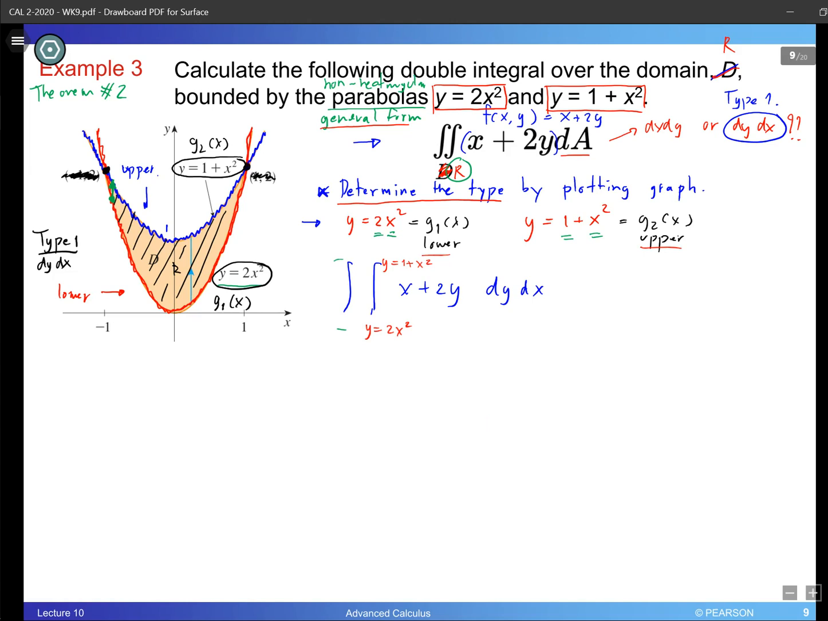So let's find out about these two points. Let's write down y equal to 2x squared right here. And intersection means that they have to be equal to each other. So 2x squared has to be equal to the other curve, which is 1 plus x squared. So, by the way, this is the intersection.